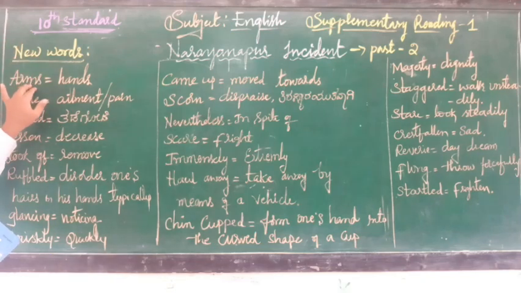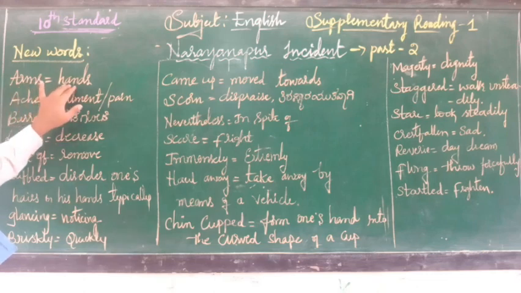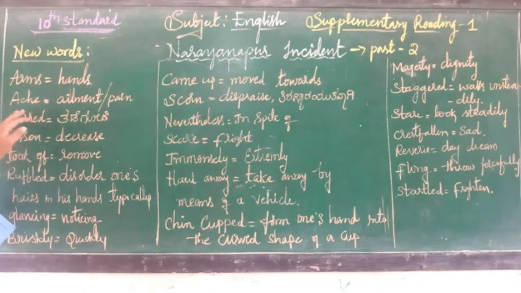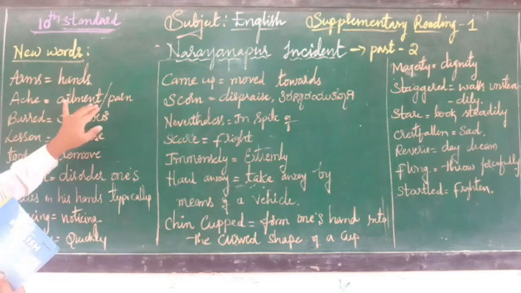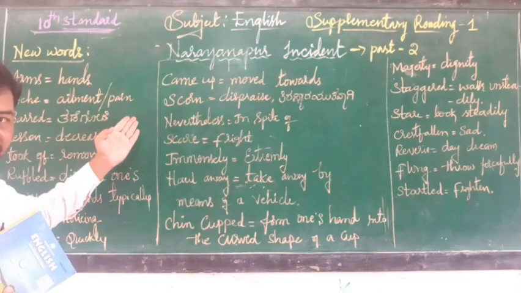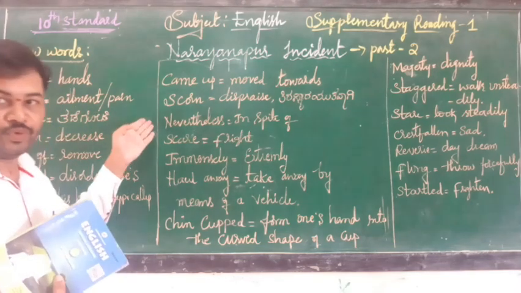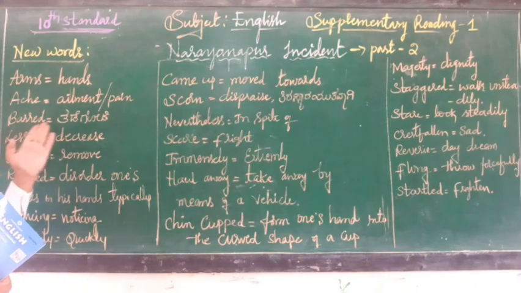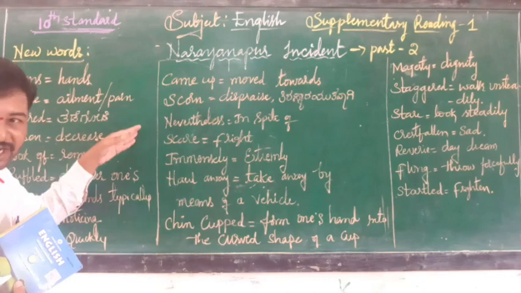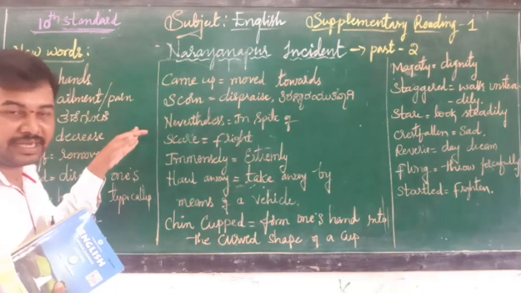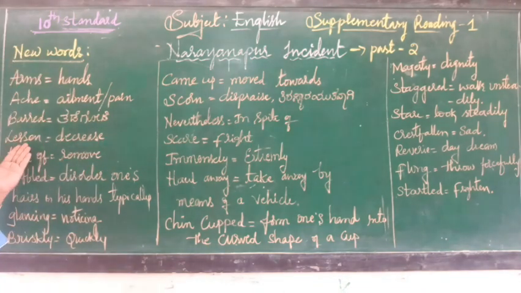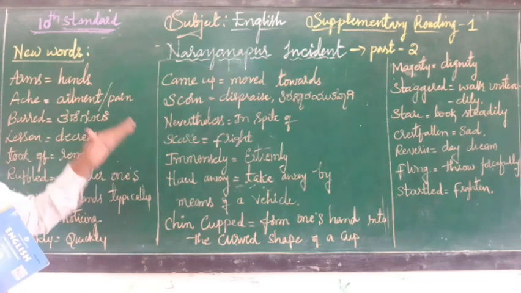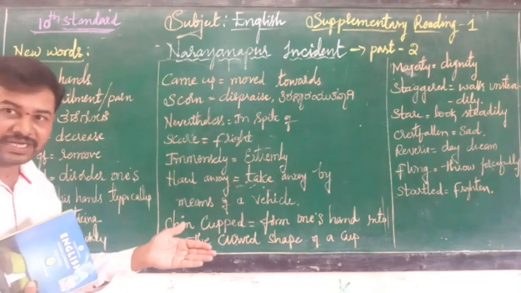See here, first one is arm, arms. What does it mean? Hands. Got it? Then ache, ailment or pain. In Kannada, novu. Then barricades. Tade gode, barricade. We may use barricade. Got it? Then lesson, decrease, kadmeyagu. What lesson in this context?